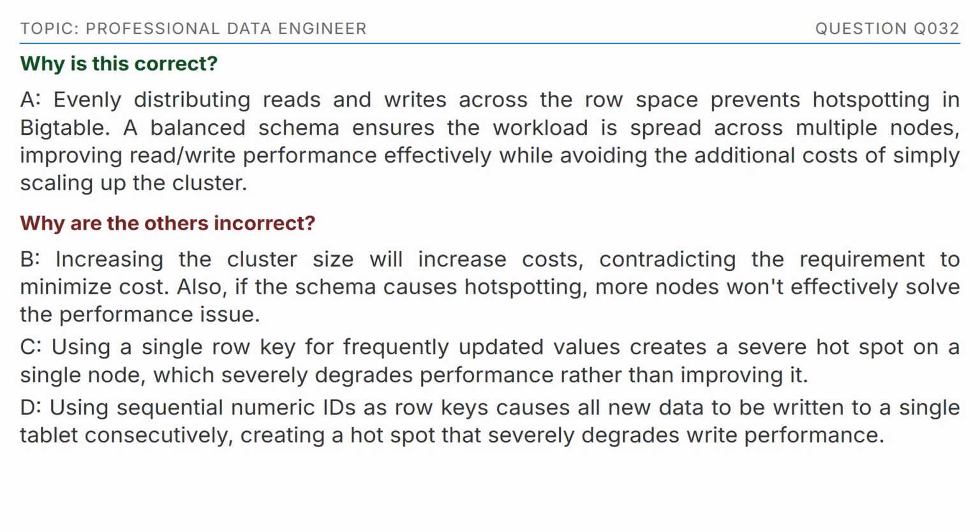Why are the others incorrect? B. Increasing the cluster size will increase costs, contradicting the requirement to minimize cost. Also, if the schema causes hotspotting, more nodes won't effectively solve the performance issue. C. Using a single row key for frequently updated values creates a severe hotspot on a single node, which severely degrades performance rather than improving it. D. Using sequential numeric IDs as row keys causes all new data to be written to a single tablet consecutively, creating a hotspot that severely degrades write performance.